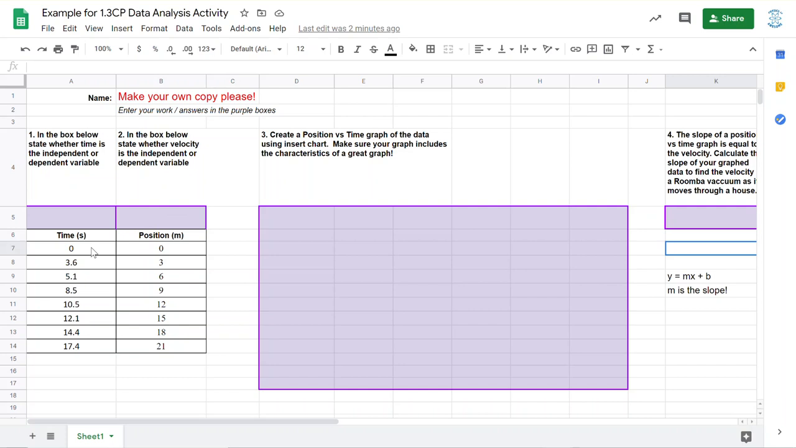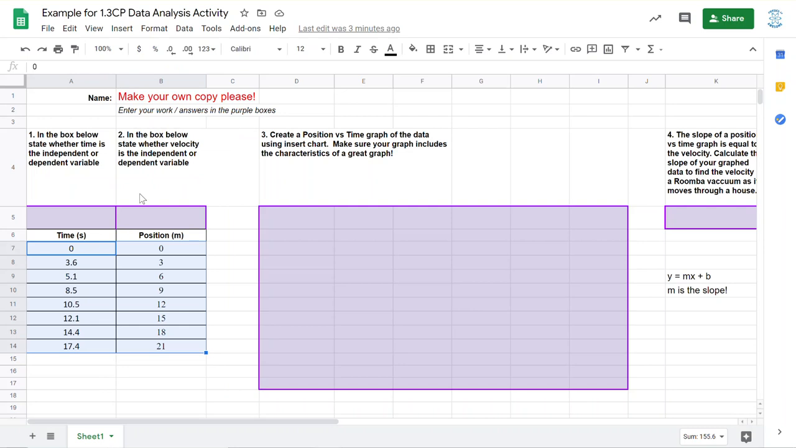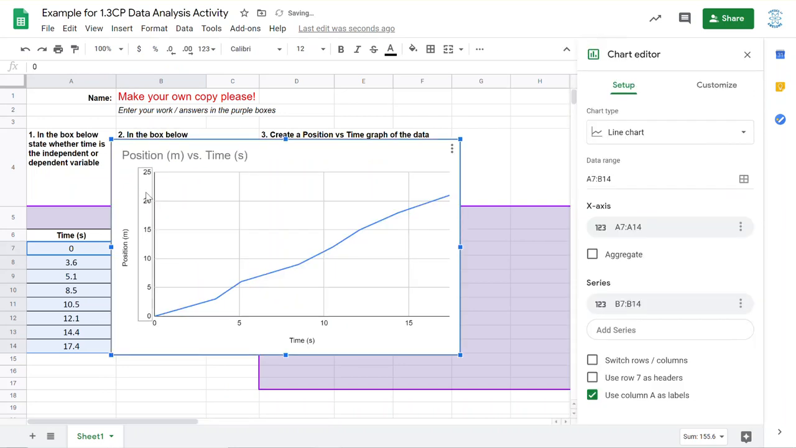So I'm going to highlight my data. I click on my first number and I'm going to drag and highlight all of the data. Do not include the words. The next thing you want to do is click on Insert, Chart, and you'll see that it automatically makes a line chart by default, but that's not what we want.